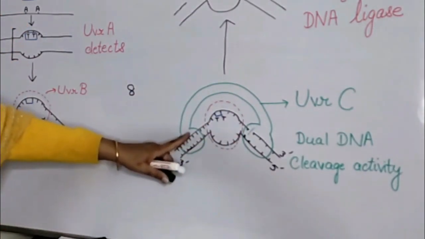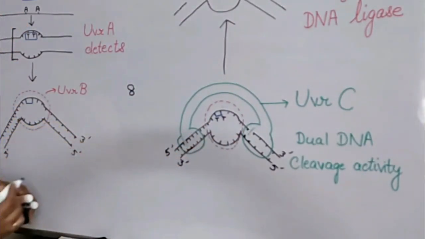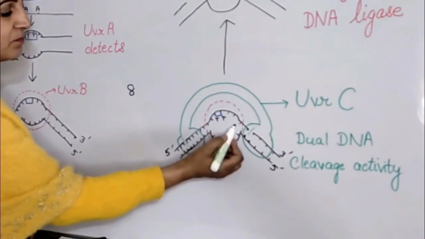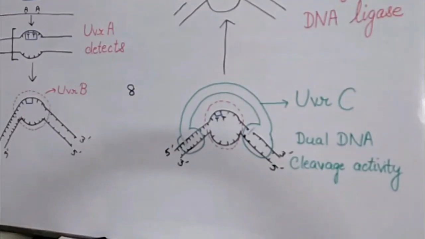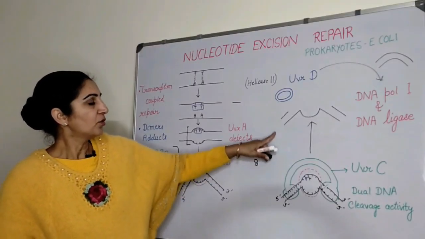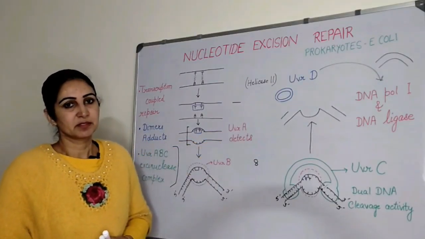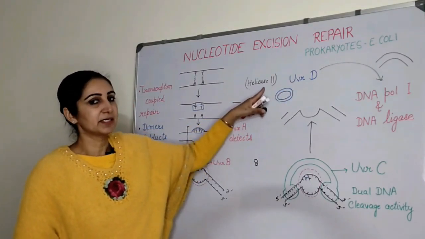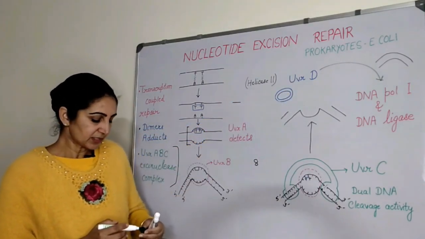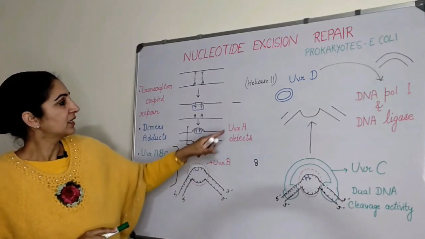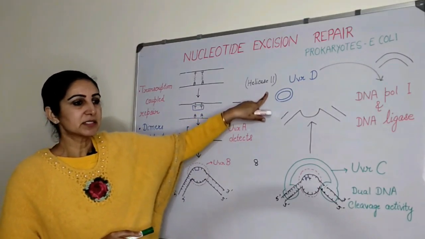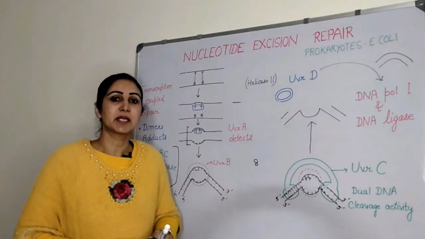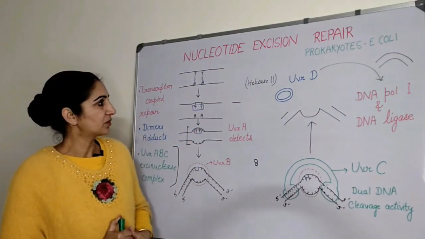Now this portion is only attached to the other strand with the help of the hydrogen bonds in between the nitrogenous bases. So now the UvrD protein comes. This UvrD protein is actually a helicase. See, helicases are of two types. One class is helicase 1, and the other class contains the helicase 2 type of enzymes.